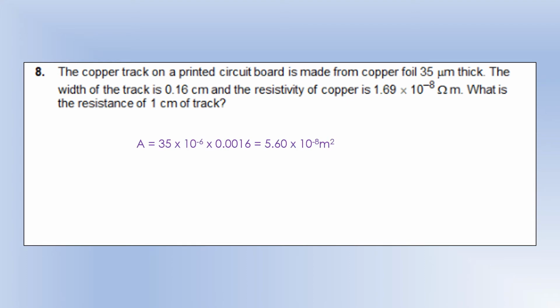So again, calculating the cross-sectional area. This time it's not a circle, we're modeling it as a rectangle. So we're doing thickness times width. Again, converting into the appropriate units. And then we're using the equation for resistance using resistivity, plug our numbers in, and that gives us our resistance.